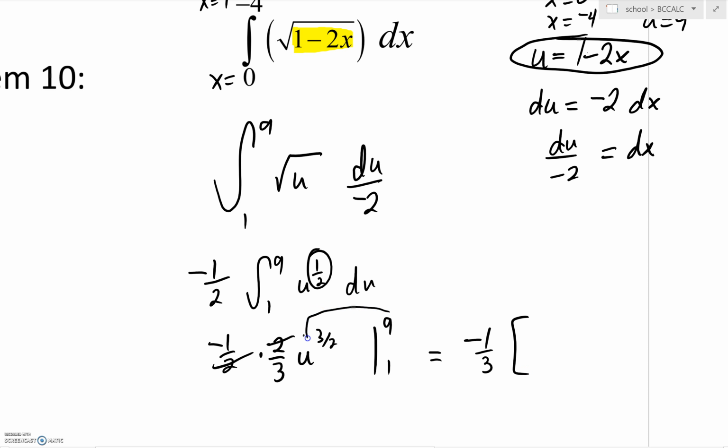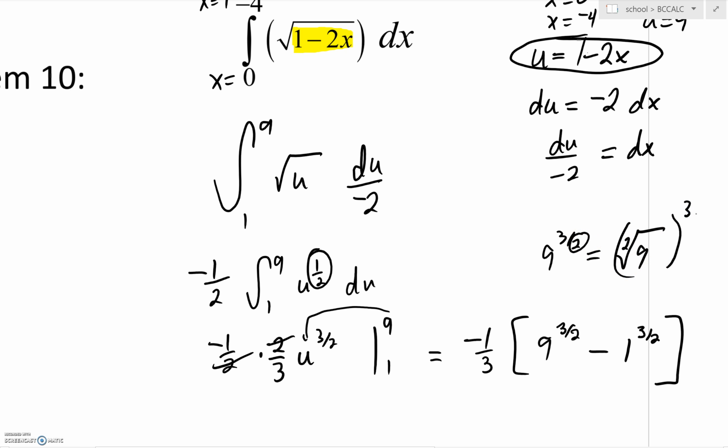And then I'm going to plug my numbers in. I'll have 9 to the 3/2 minus 1 to the 3/2. And 9 to the 3/2, guys, I hope you remember very well. It's the square root of 9. That's that 2 right here. And then we're going to cube it. Square root of 9 is 3. 3 cubed is 27. And 1 to a power here is just going to be a 1. 27 minus 1 is 26. So we'd have a negative 1 times 26. That's negative 26 all over 3.